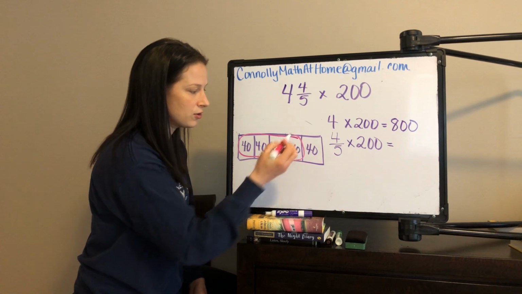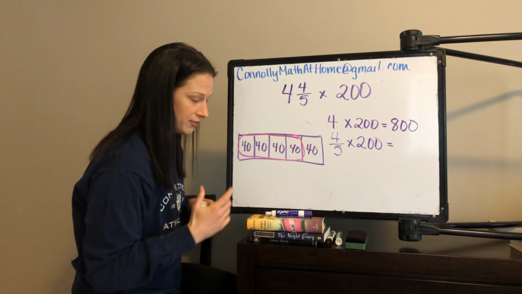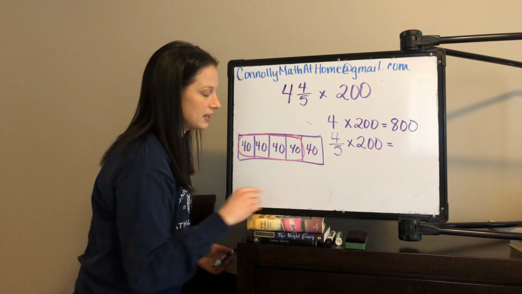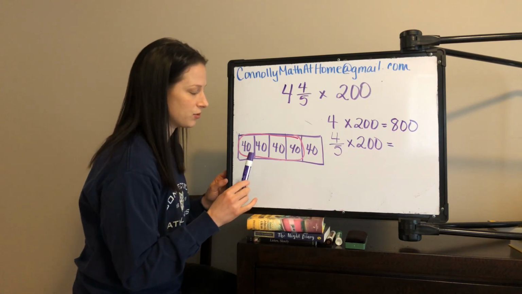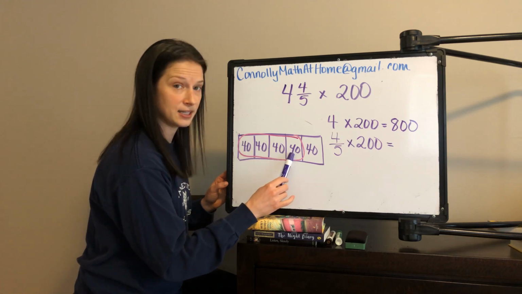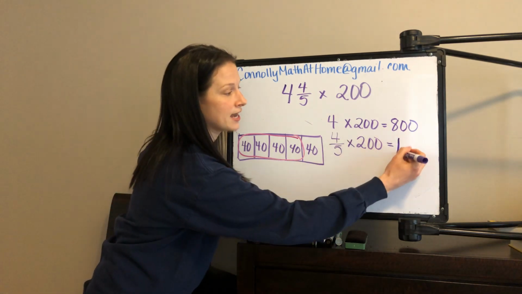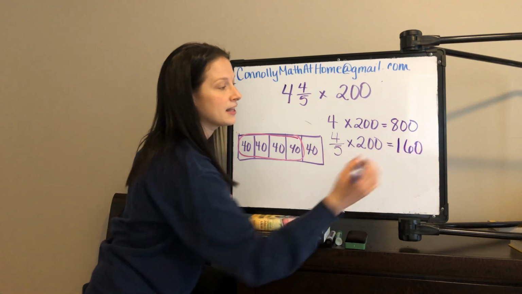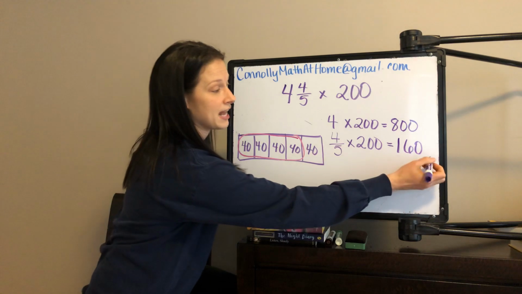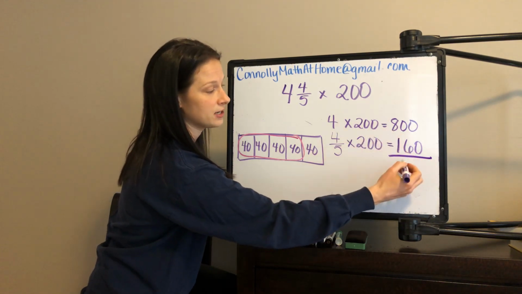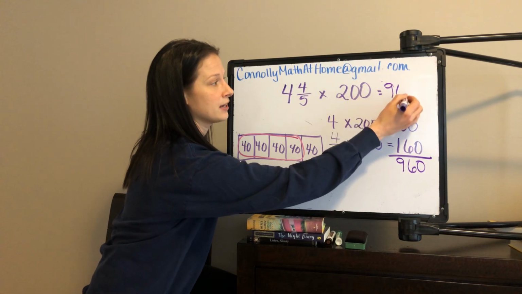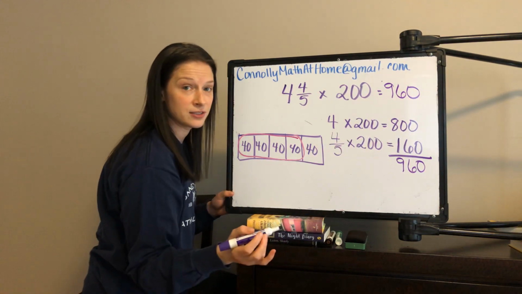So I'm going to circle my 4 out of 5 equal parts, and I'm going to figure out what is the distance if I've gone 4/5 of the way. 40, 80, 120, 160. Okay, so I see that I have gone 160 more meters. I'm going to add that to the 800 meters I already did. And I have gone 960 meters.